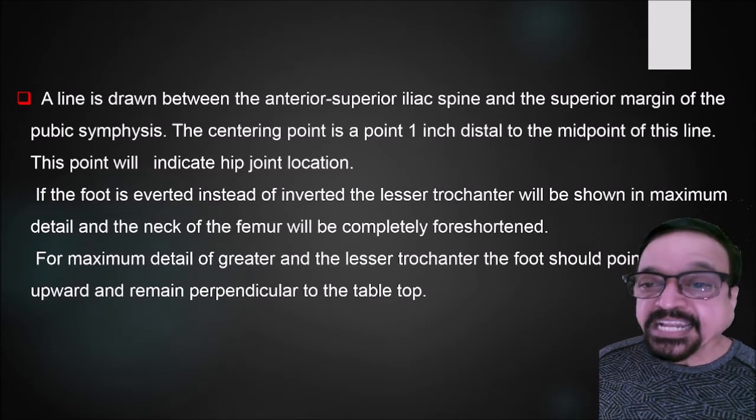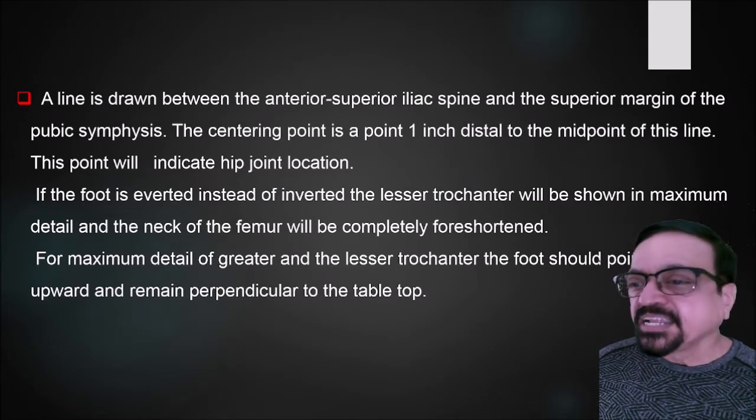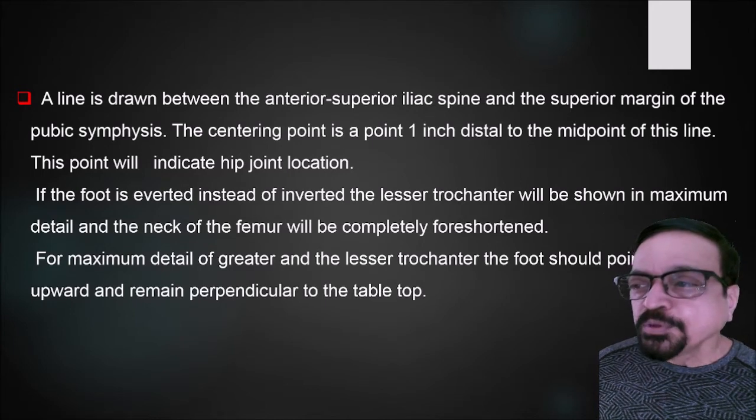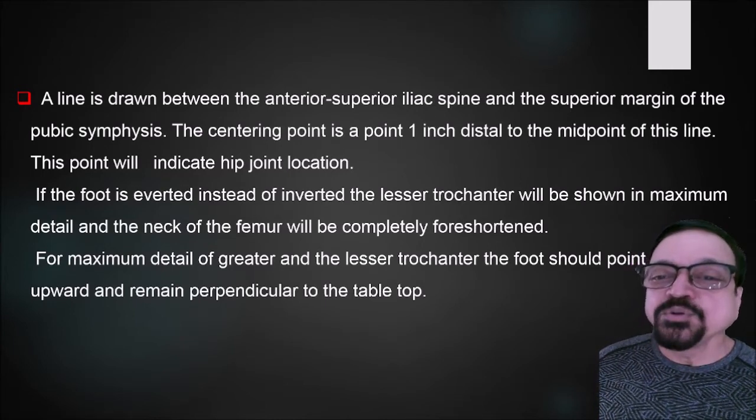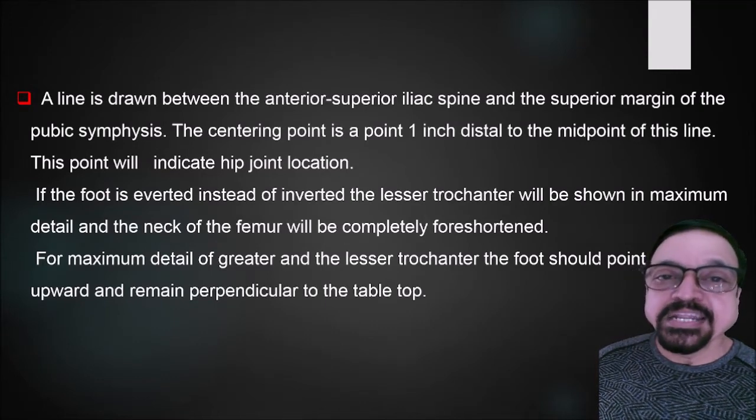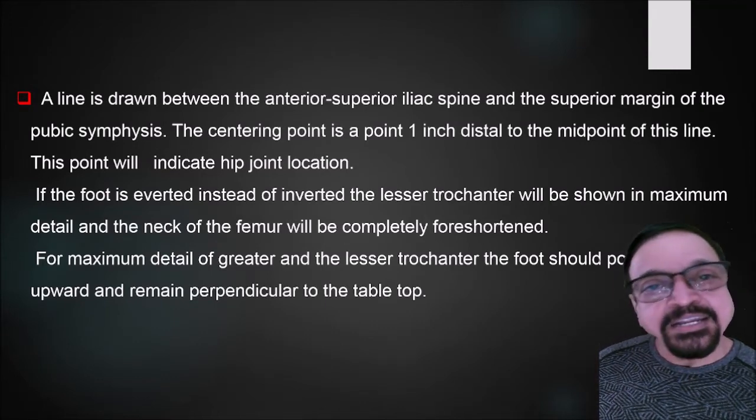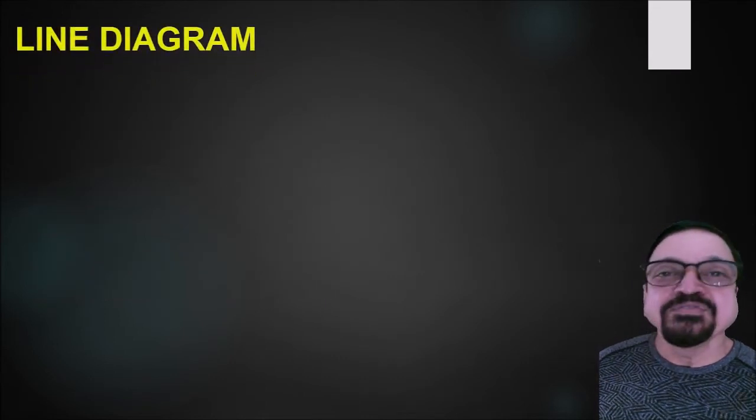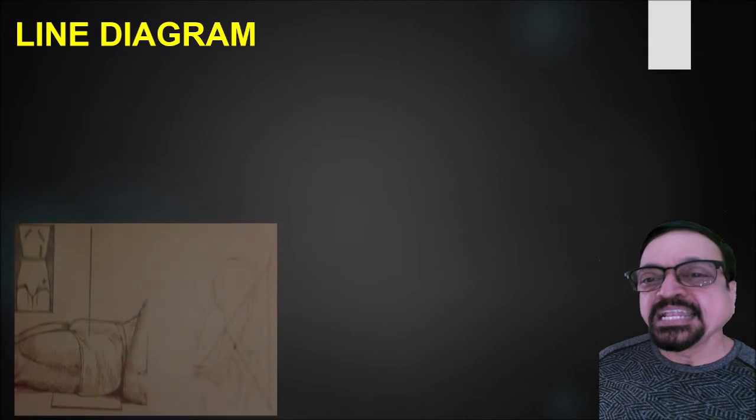For maximum details of the greater and lesser trochanter, the foot should be pointed directly upwards, that is a neutral position, and remain perpendicular to the tabletop. So depending on the indication, there are different views we have to adopt at different angles so that different anatomical structures will be seen in better ways.